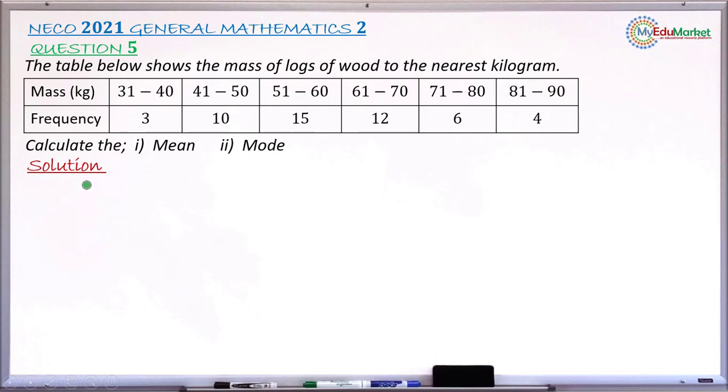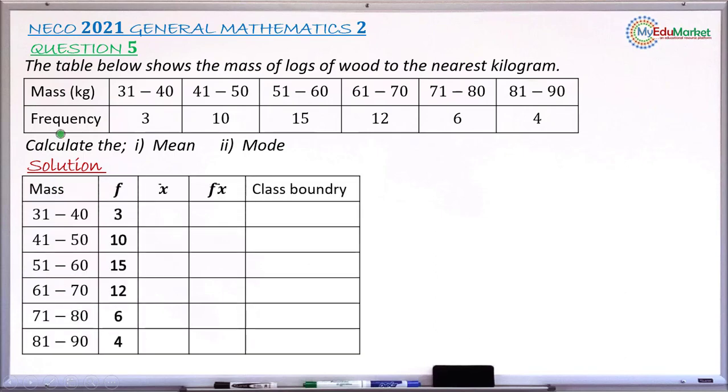What we do first is to convert or transform the table into vertical format. So I'm changing this row into columns. I'm going to have my mass like this, 31 to 40, 41 to 50, 51 to 60. Now in vertical format, I also copied the frequency 3, 10, 15, also as a column.